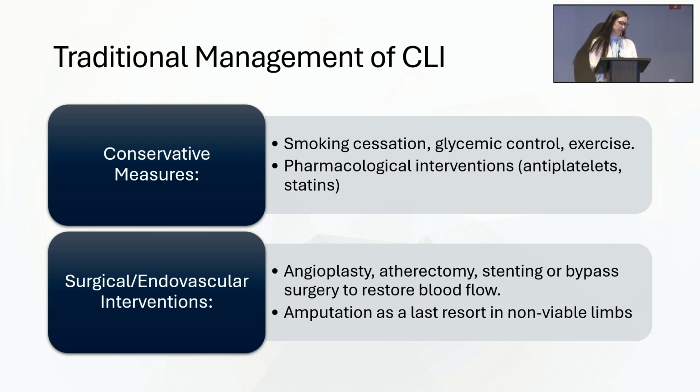Surgical and endovascular interventions. There's angioplasty, atherectomy, stenting. We've had great presentations by our surgeons talking about the different options for endovascular therapies that we can offer our patients to help them. There's also bypass surgery, of course, if they fail endovascular therapies. And then, of course, amputation. Unfortunately, sometimes amputation is required whenever a limb's not salvageable or they failed multiple interventions.